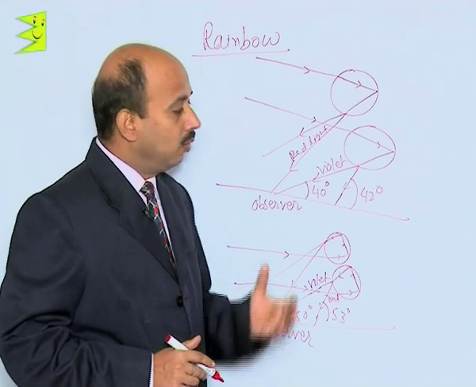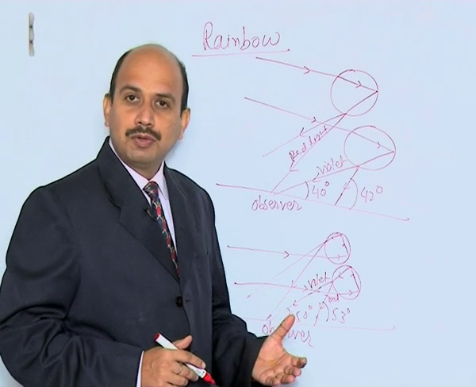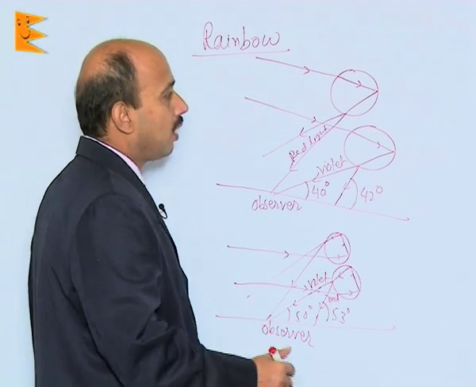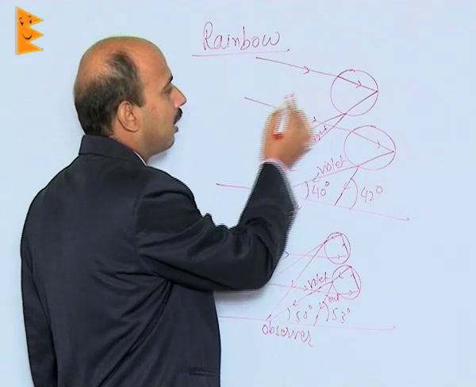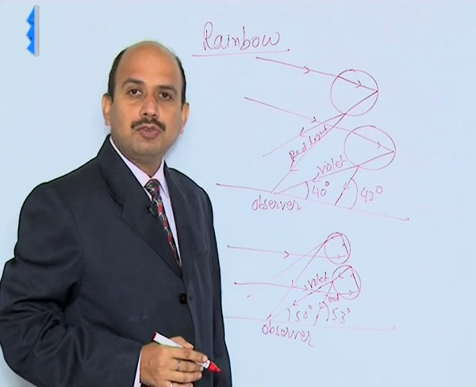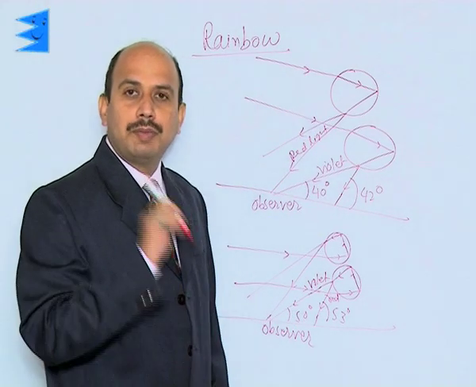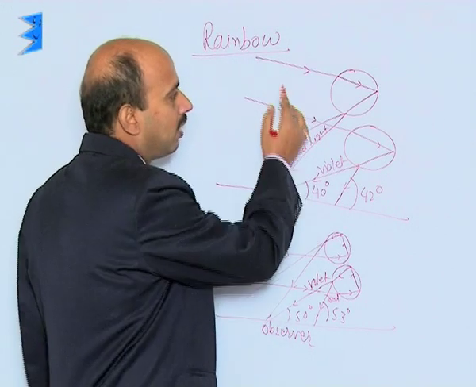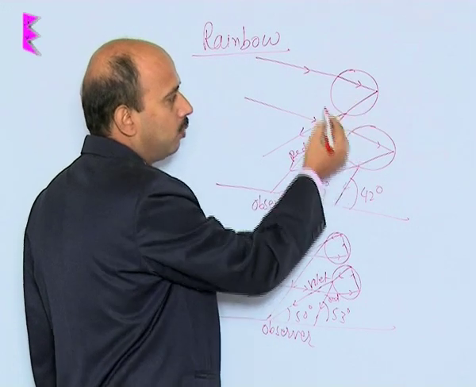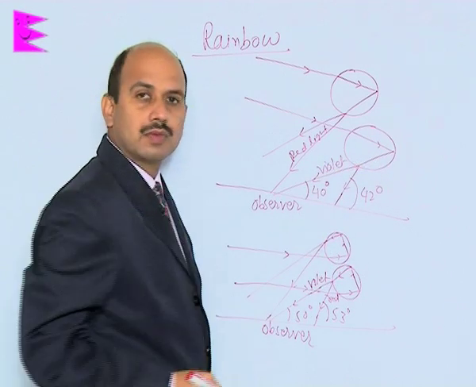Now see here, how does a rainbow get formed? In this case, suppose the sun rays are coming from here. Suppose you are observing a rainbow, the sun must be behind you. So the sun rays are coming here. These are the two water droplets I have taken.